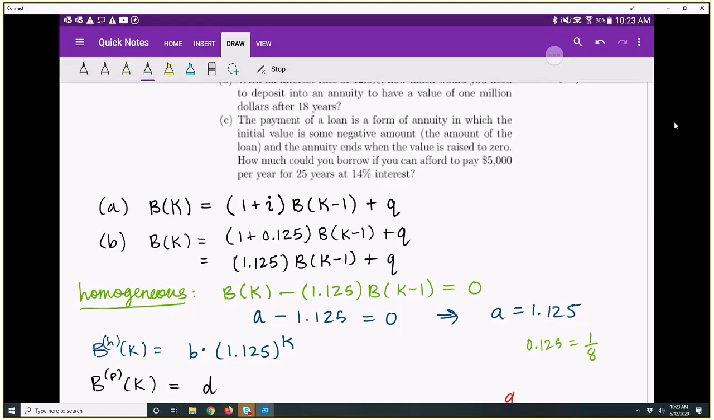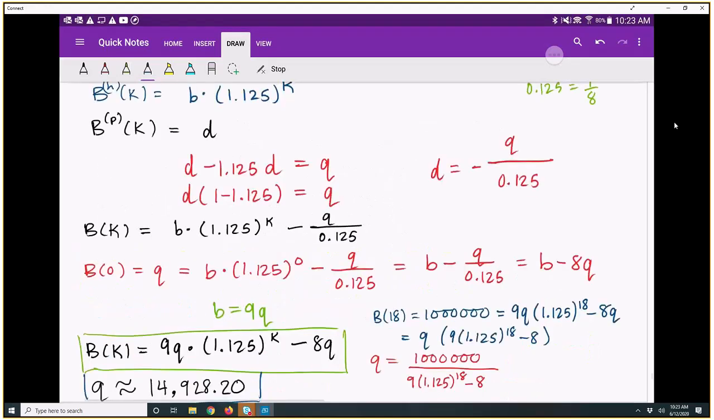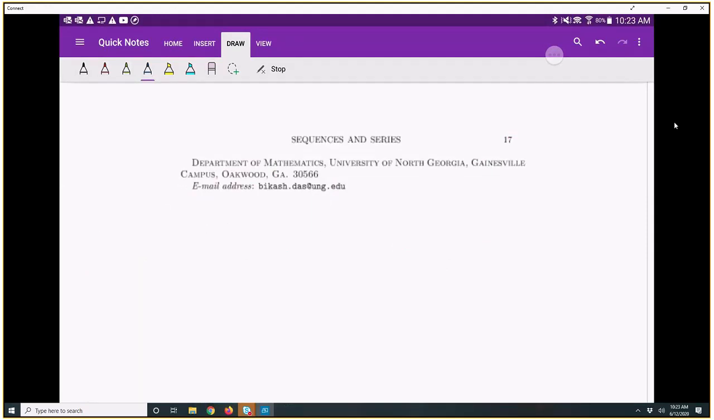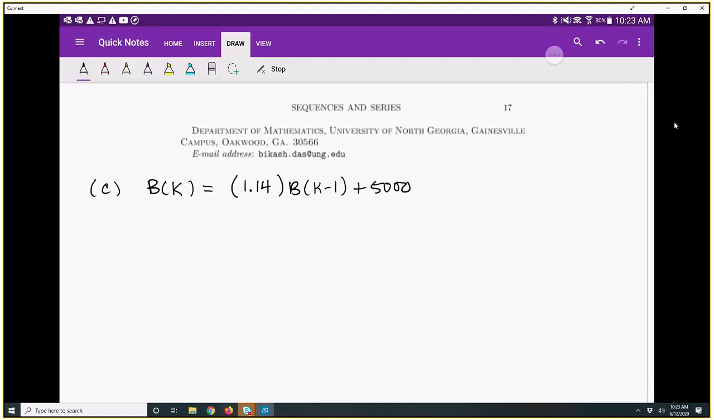So I'm going to go back to my part A and set up one more problem that's pretty similar. So in part A, I said b of k is equal to 1 plus I. In this problem, I is 14%, so this is going to be 1.14. 1 plus I times b of k minus 1. And then I had plus q, which was the amount I was depositing. So now we're thinking of, I've borrowed some money, and this is the amount I'm paying back. So I'm paying back $5,000 every year. So my q is going to be 5,000.